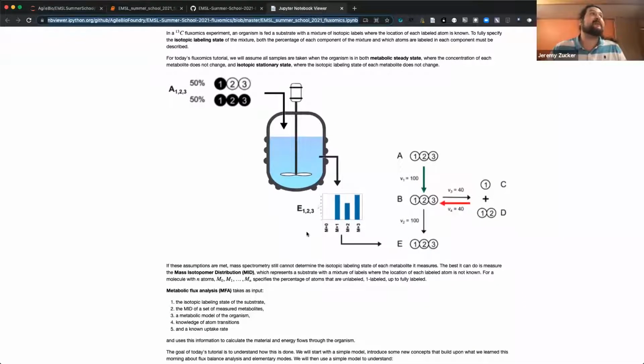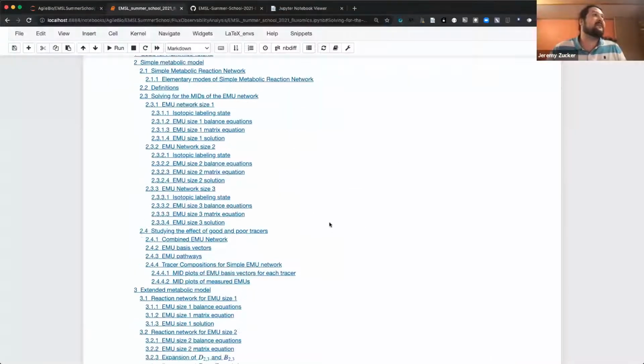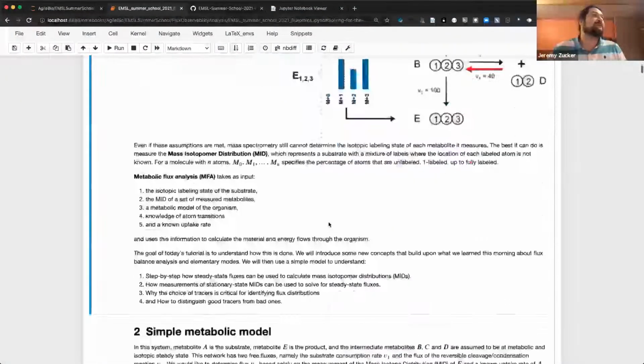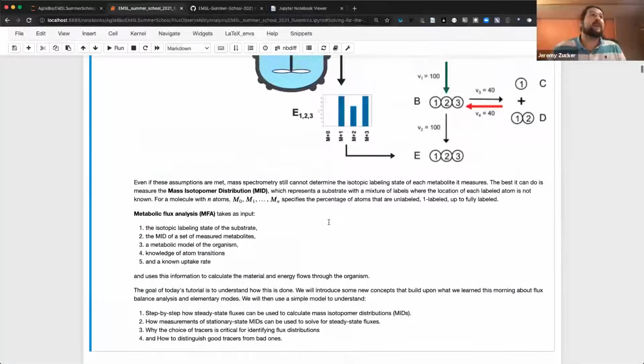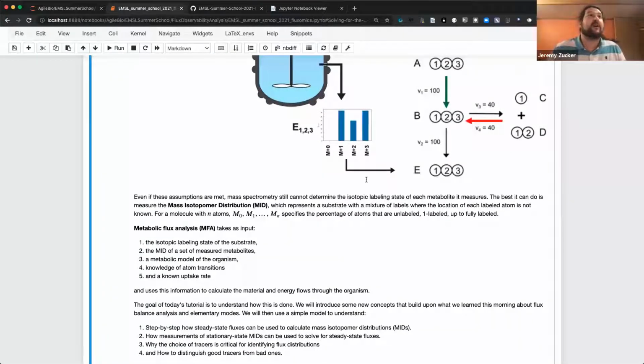Even if these assumptions are met, mass spectrometry still cannot determine the isotopic labeling state of each metabolite that it measures. The best that it can do is measure the mass isotopomer distribution, or MID. That's what this is right here, which represents a substrate with a mixture of labels where the location of each labeled atom is not known. So for a molecule with n atoms, this M0, M1, M2, M3 notation specifies the percentage of atoms that are either unlabeled or one labeled all the way up to fully labeled.